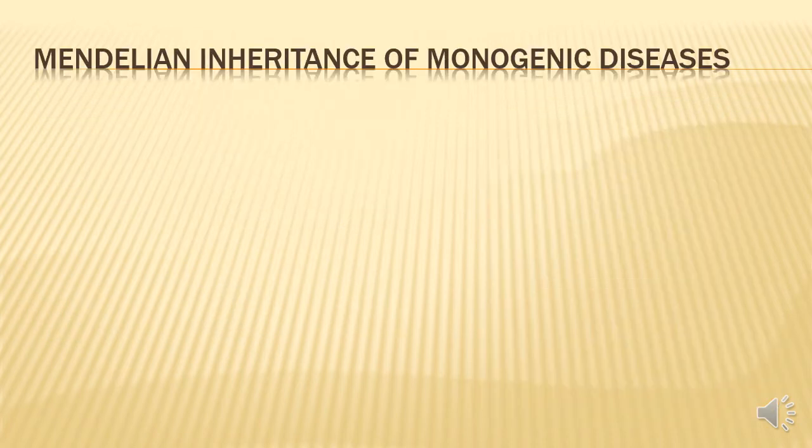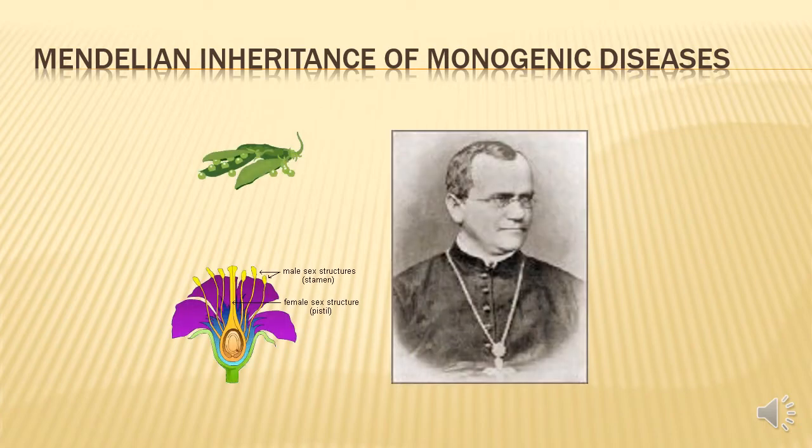When we talk about Mendelian inheritance of monogenic diseases, there is a person whose name will come to our mind automatically. Who is he? He is Gregor Mendel. He performed some interesting experiments using pea plant and established the principles of inheritance.